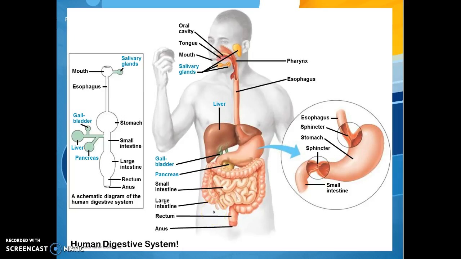Now, we also have some accessory organs: the liver, the gallbladder, the pancreas, and our salivary glands. Those are involved in digestion. They secrete things that help with digestion, but the food doesn't actually move through them. So the liver creates bile, which is stored in the gallbladder, which then is secreted into the small intestines. Those help to break down fat.